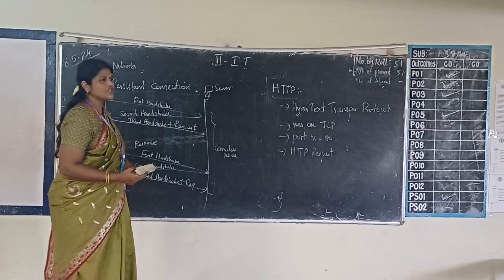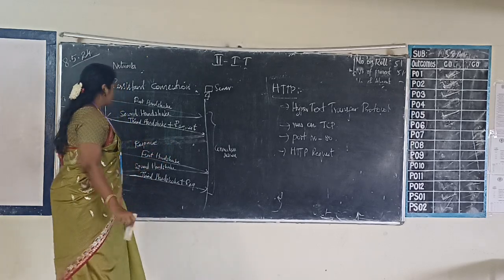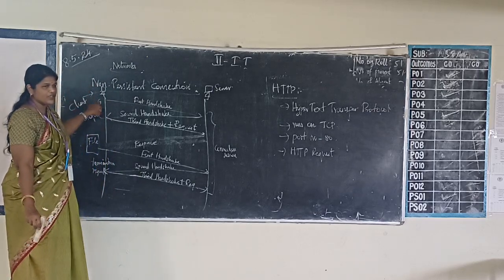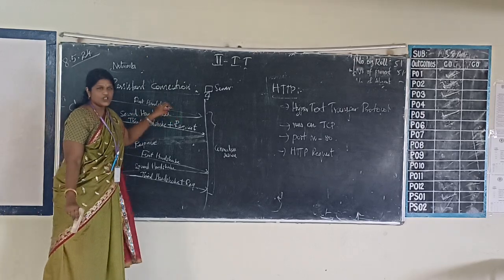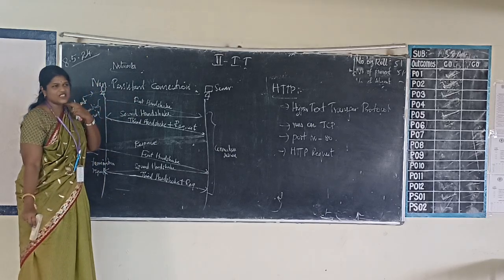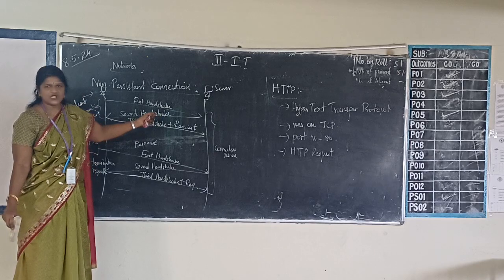So how will the HTTP request and response take place? First the client sends a request. Suppose I am an end user and I want a particular page, so I send a request. Before that, the connection between the client and server is established by the three-way handshake.